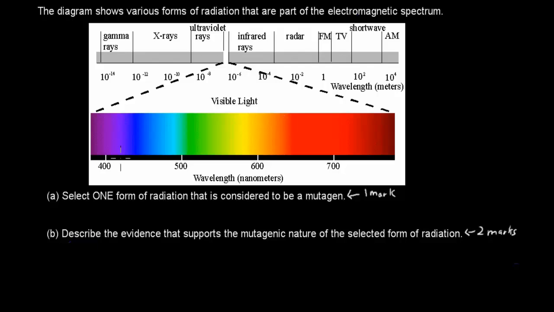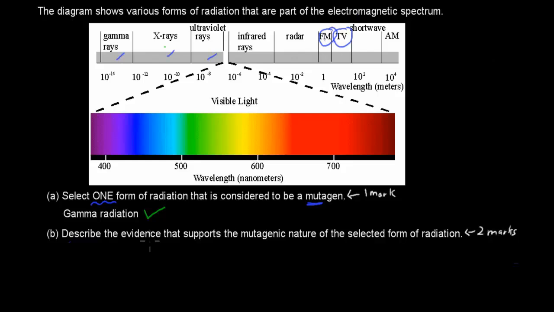Welcome back. Alright, for the first one, it says select one form of radiation that is considered to be a mutagen. If you said TV or FM, you would be incorrect. These aren't really mutagens. You should have gone for either gamma ray, X-ray, or ultraviolet ray. These are the mutagenic ones, and we just have to select one form. We don't have to talk about it, just mention it. That's all you have to do to get your 1 mark. So what I wrote is, I chose gamma radiation, but you could have also chosen X-rays or ultraviolet rays, and you would have also gotten your 1 mark.